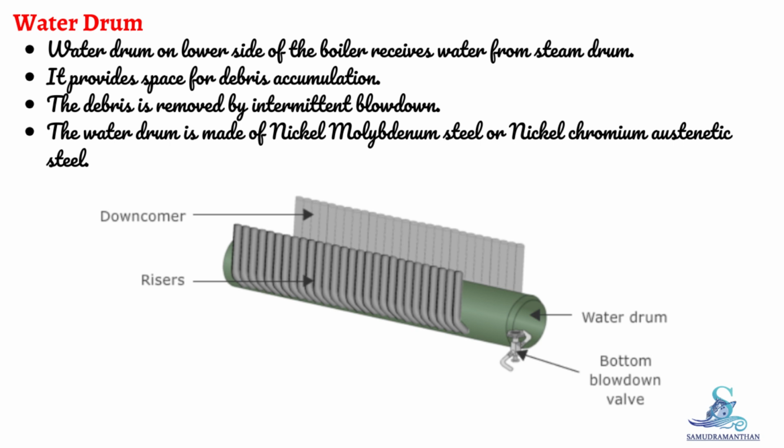Water drum on the lower side of the boiler receives water from the steam drum. It provides space for debris accumulation. The debris is removed by intermittent blowdown. The water drum is made of nickel-molybdenum steel or nickel-chromium austenitic steel.